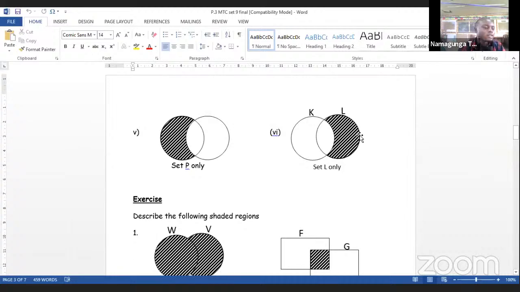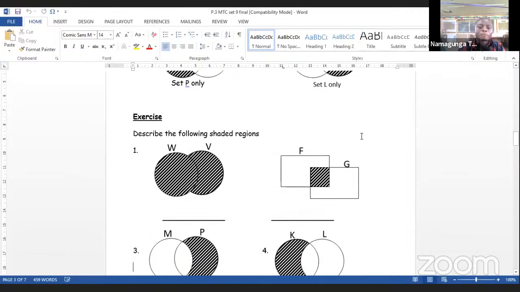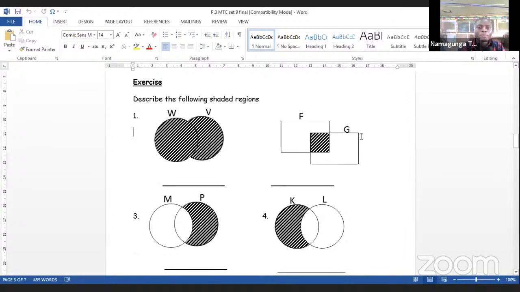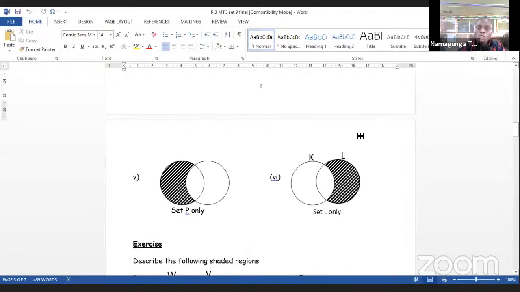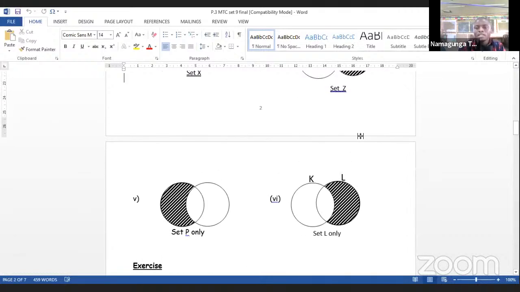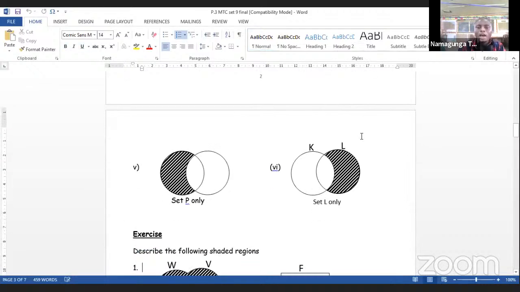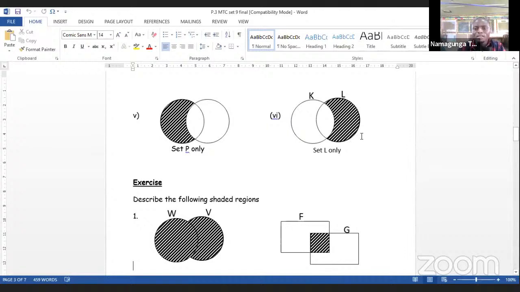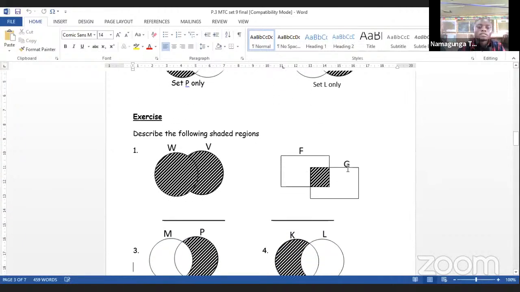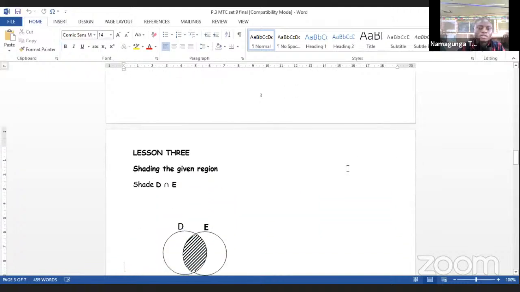So we shall look at our third lesson. But some points to note here before we continue. You must make sure you use the names of the sets that they have given you. Don't put in other letters. And use the word set, set this and set the other. Like here we have set K and set L. Don't introduce set A and set B. So use the names of the letters that they have given you. So let us look at our next lesson. That was lesson 3.